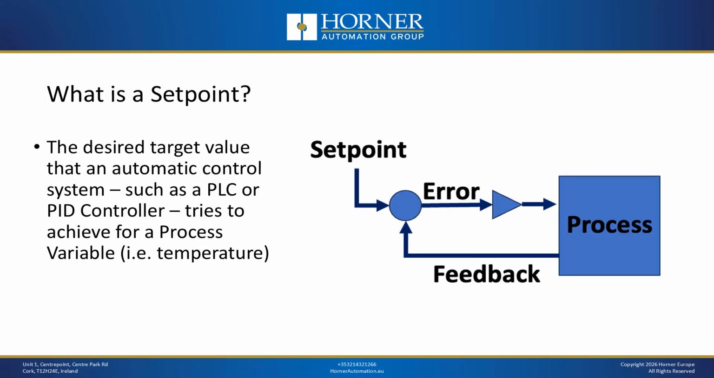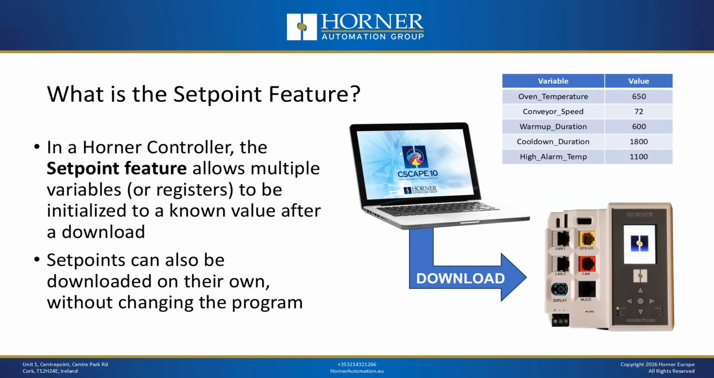First, what is a set point? In automation, a set point is a desired target value that an automatic control system, such as a PLC or PID controller, tries to achieve for a process variable. What is the set point feature? In a Horner controller, our set point feature allows multiple variables, or registers depending on the program, to be initialized to a known value after download.